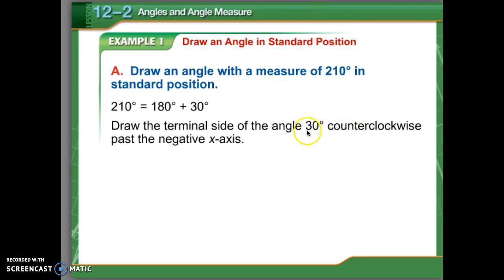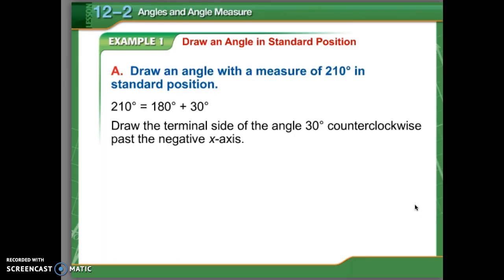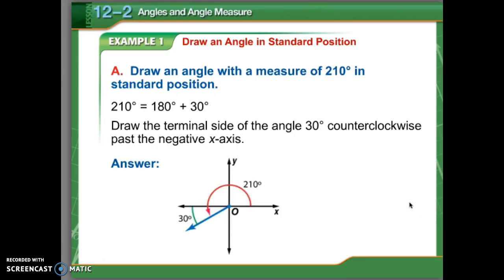So we're going to be drawing an angle that's really 30 degrees counterclockwise past the negative x-axis. And so right here, if we start here on positive x, 180 degrees is just to the other side, and then 210 would be 30 degrees past that. So our angle would look like this, and we need to make sure we draw this red arc here with an arrowhead to point and show the direction that the angle is moving through.